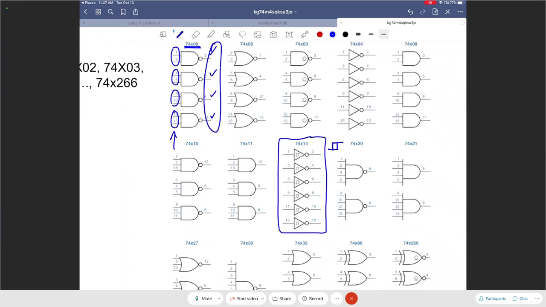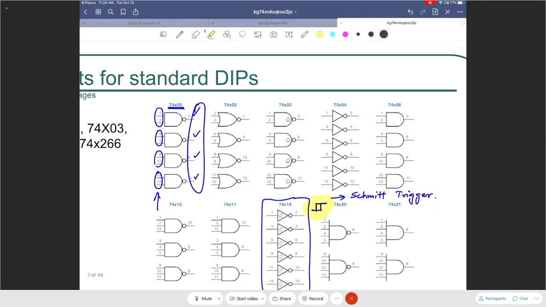All right, let's talk about two symbols that are probably new at this time. One is over here. That's the symbol of Schmitt trigger behavior. Schmitt trigger. And the other one is for open collector, the one that you see over here. That symbol is for open collector.